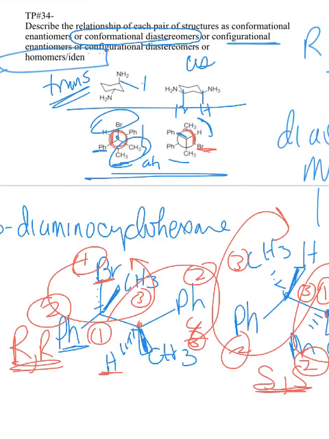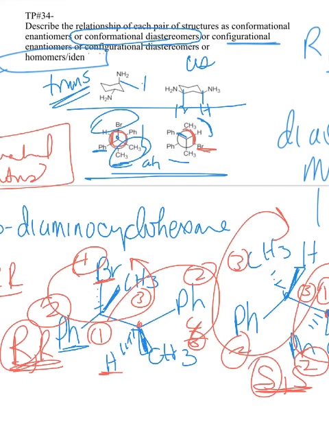So because this is RR and this is SS, these are actually configurational, and I would say they're enantiomers because each one of these is opposite. A lot of times when I'm trying to solve these, I actually do the naming, the R and the S. If this had been like RS and then RR, that would have been a diastereomer. But because each one of these is opposite, that makes them enantiomers.